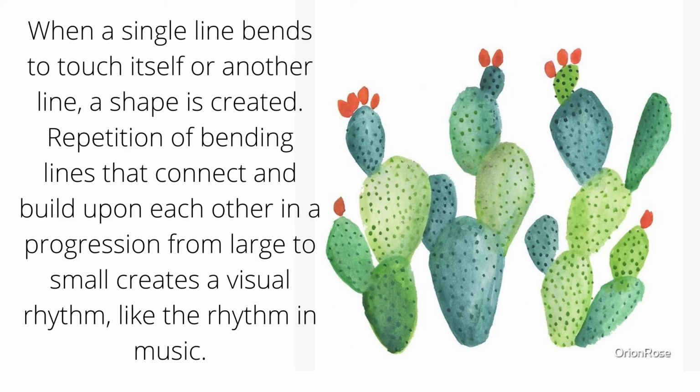When a single line bends to touch itself or another line, a shape is created. Repetition of bending lines that connect and build upon each other in a progression from large to small creates visual rhythm, just like rhythm in music.